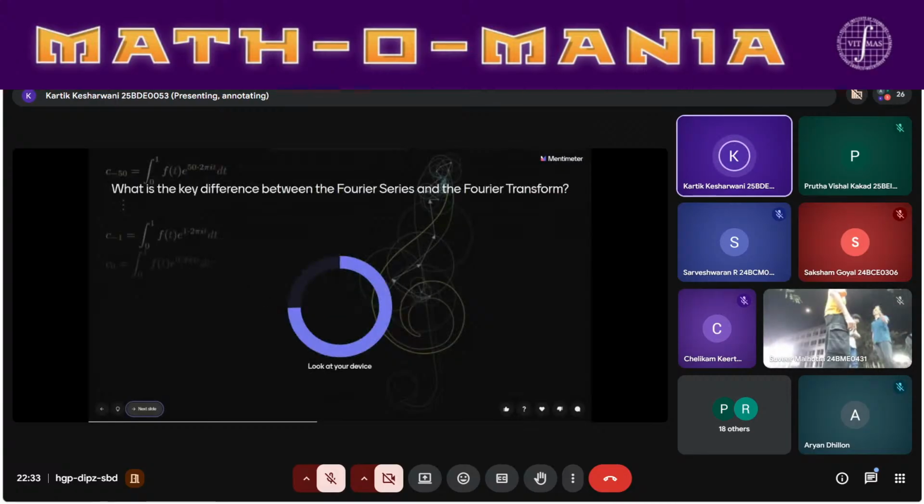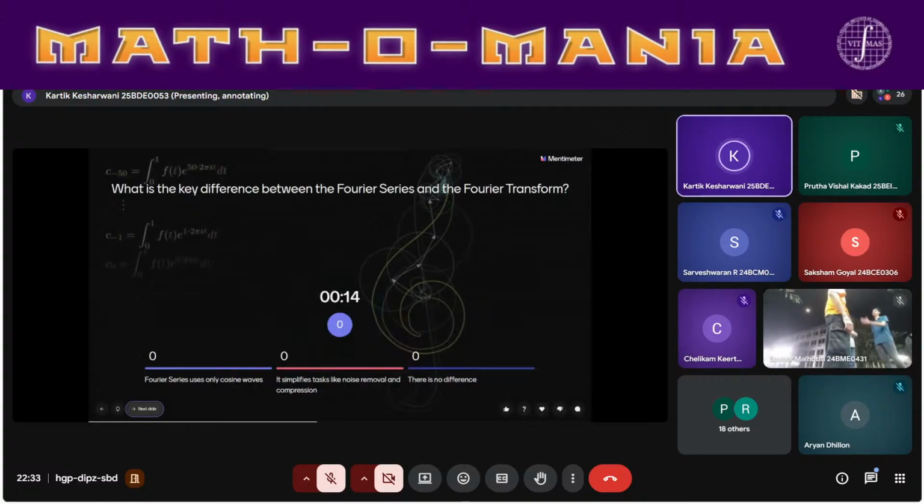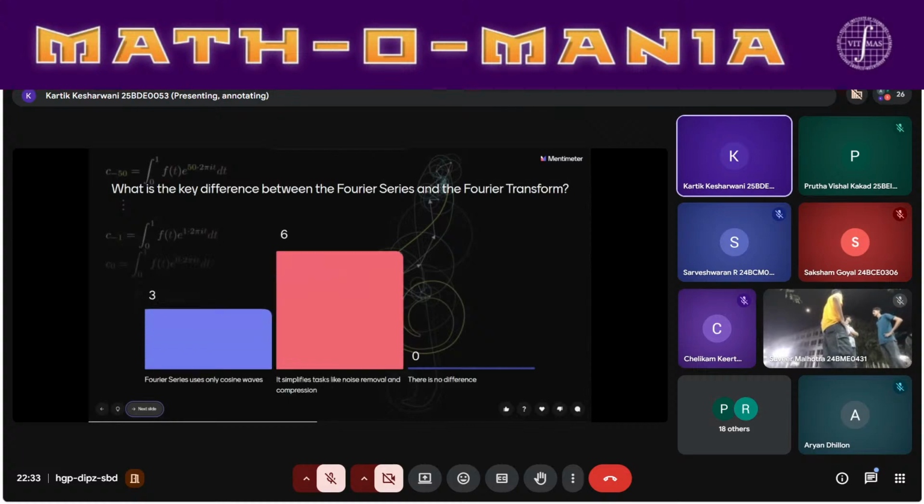What is the key difference between the Fourier series and the Fourier transform? Fourier series use only cosine waves. It simplifies tasks like noise removal and compression. There is no difference. And the correct answer is it simplifies tasks like noise removal and compression.